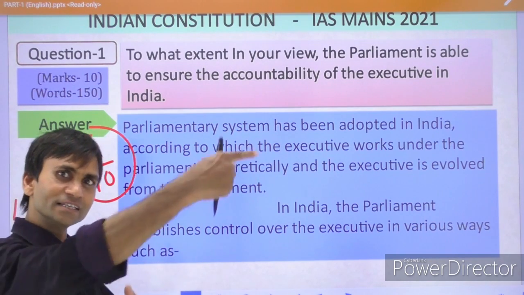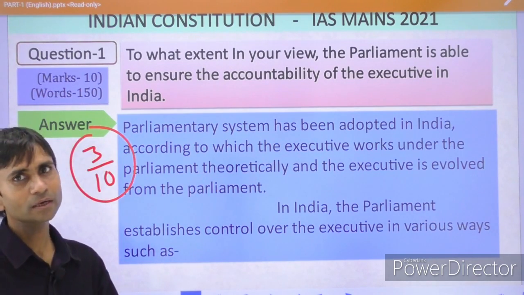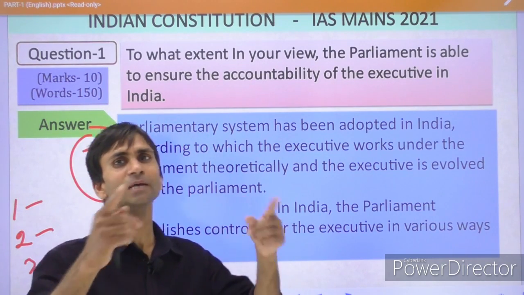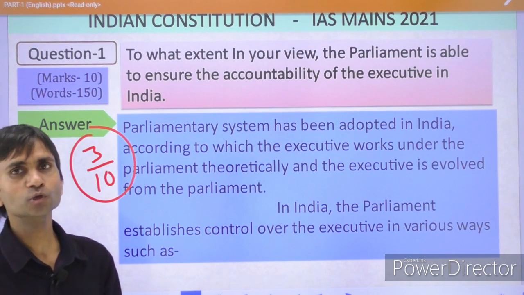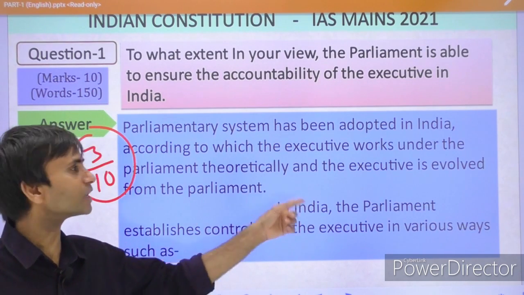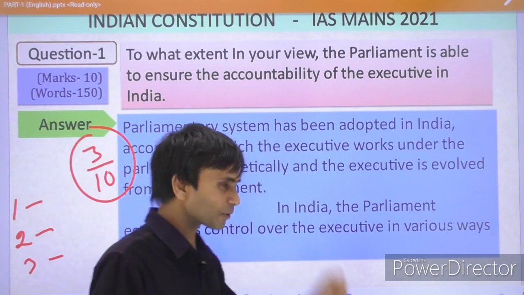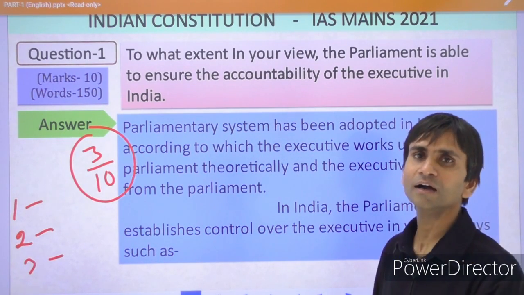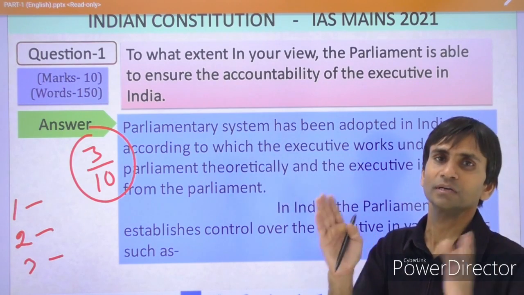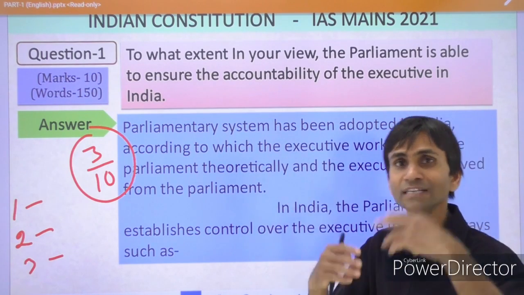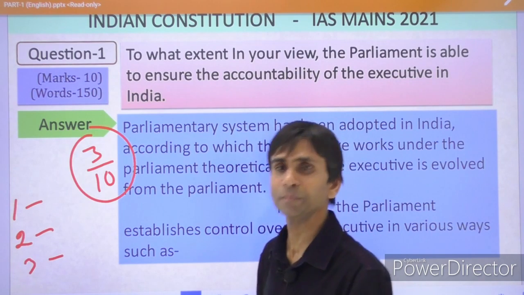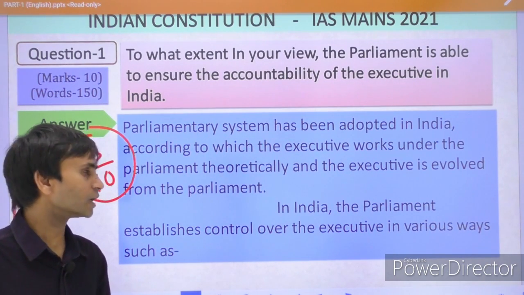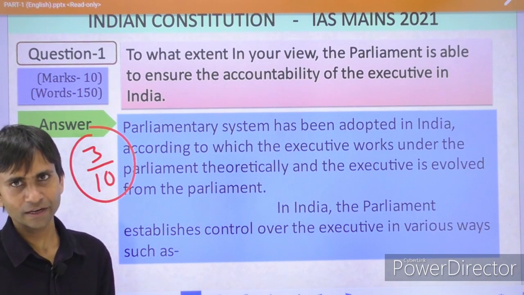The parliament is instructing the executive: you have to prepare the budget, present the budget, and now you should be mentally ready for debate and discussion, and you should bear the criticism from the opposition side. Second point, parliament makes the executive accountable through the legislative manner. In this way, parliament is required to govern the country.